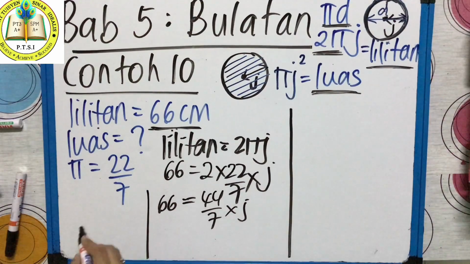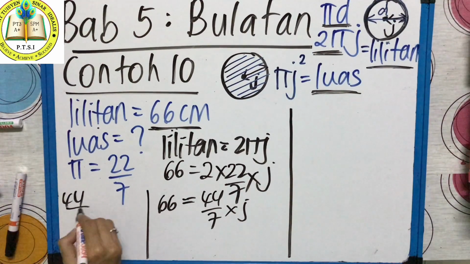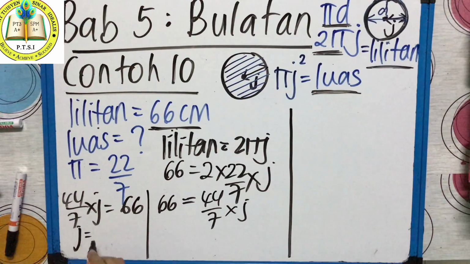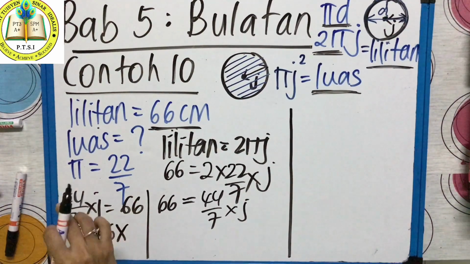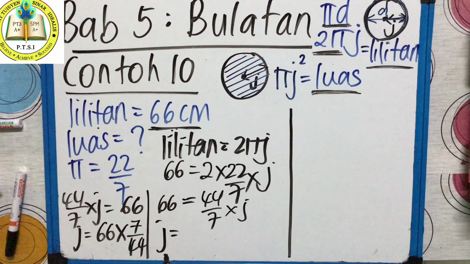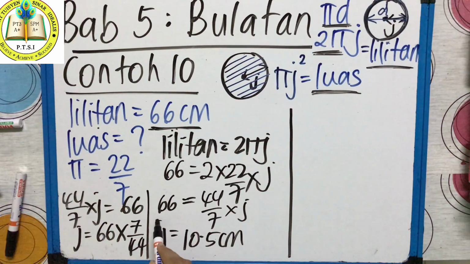Swap. So teacher show here, 44 over 7 times J equal 66. You want to get the J, 66 times 44 over 7 terbalik kan, 7 over 44. So press calculator. 66 times 7 over 44. You get jejari value 10.5 cm.